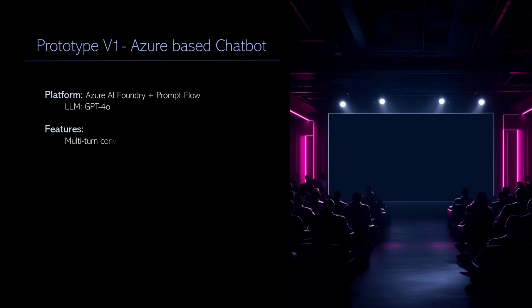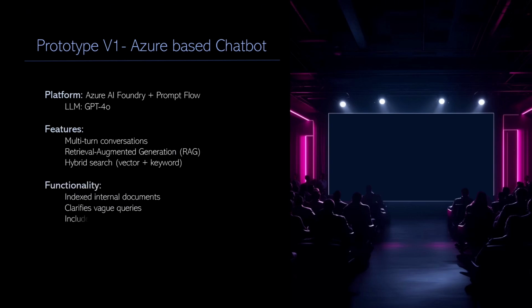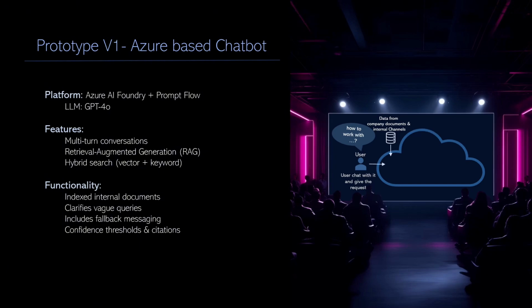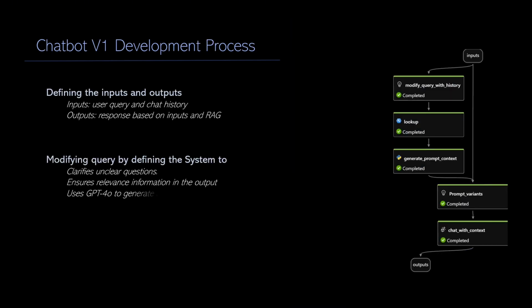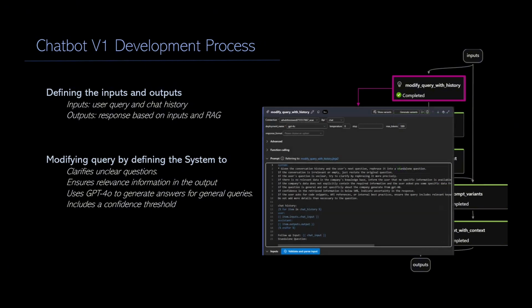The first version of the chatbot was implemented as a proof of concept using Azure AI Foundry and Prompt Flow to manage multi-round conversation. Also, Retrieval Augmented Generation, or RAG, was implemented with some documents from the company to ensure answers are context-aware. For chatbot V1, first I started with defining the input and output of the chatbot and I used the GPT-4o model, then modified the query by adding the chat history and some instructions.